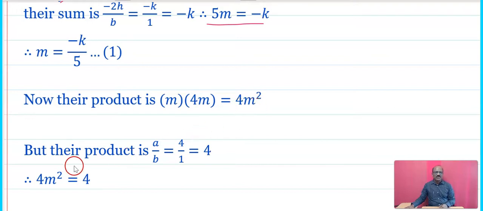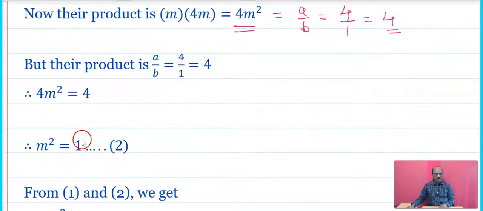Let me write the product of the roots again as a/b. The value of a is 4 and b is 1, and therefore overall you will get 4m² = 4. Therefore m² = 1. This is equation number 2.